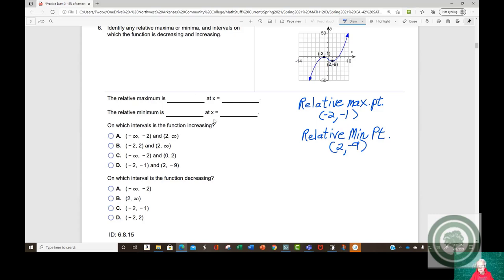All right, now we have to answer questions based on this. The relative maximum, you see each of these coordinates has a job. The X coordinate and the Y coordinate. The relative maximum, meaning the relative maximum value, is the Y coordinate. The location of that maximum value is at the X coordinate, -2. Now the relative minimum point, -2, -9. The relative minimum, not point, but value, is -9. And it's located at +2.